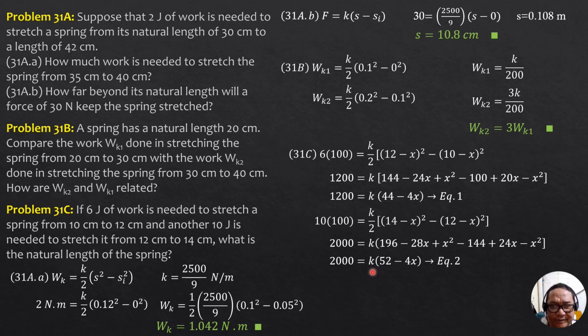So to solve for x, we divide equation 2 by equation 1. So we have 2000 divided by 1200, that's 5/3. So we eliminate k, then equate it to 52 minus 4x all over 44 minus 4x. Cross multiply, 220 minus 20x equals 156 minus 12x. From here, we can now solve x. 220 minus 156, that's 64, divided by 20 minus 12, 8. 64 over 8 is 8 centimeters. So the natural length of the spring is 8 centimeters.